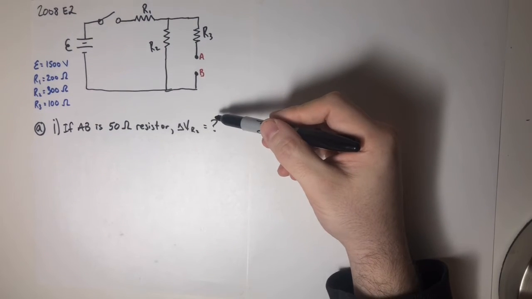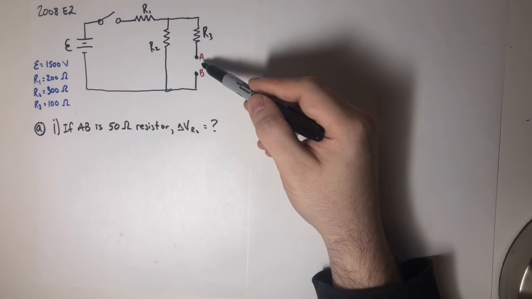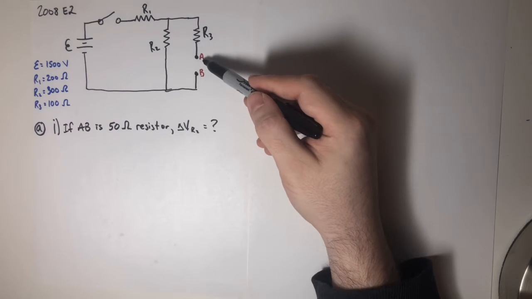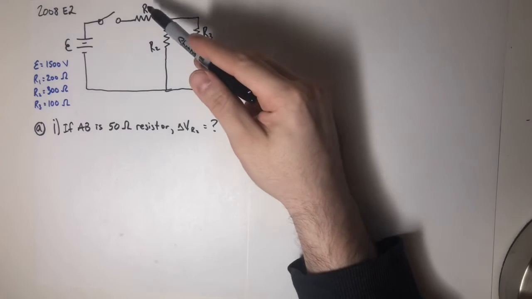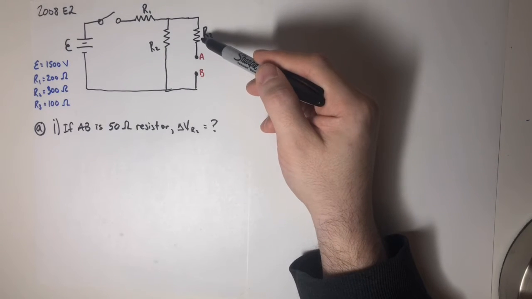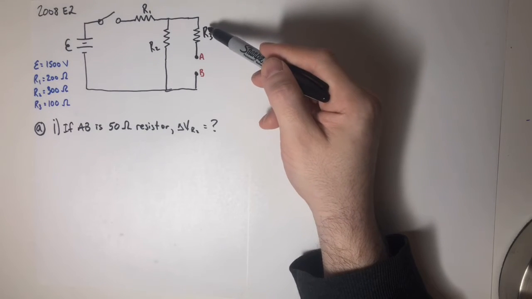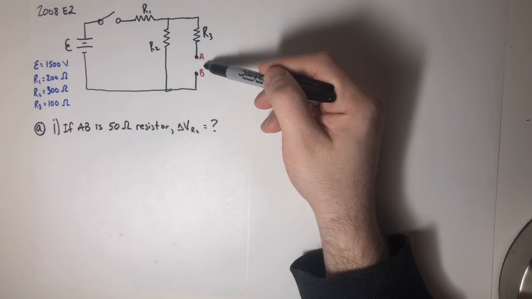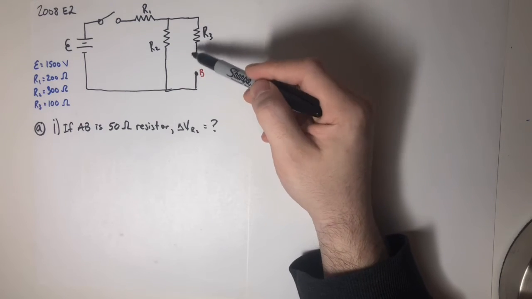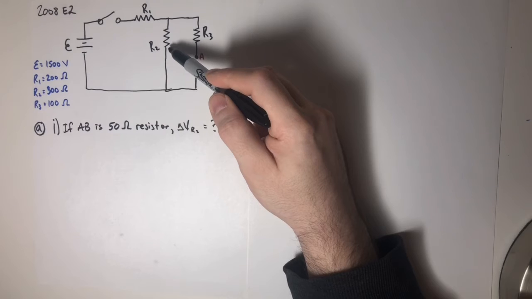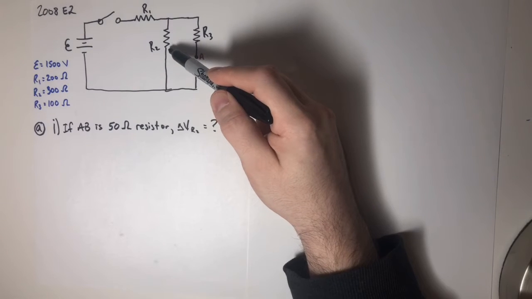So the first one's pretty straightforward. All you're being asked to do is imagine there's a 50 ohm resistor connected between A and B. So you've got one, two, three, four resistors in a combination circuit. You can think of R3 and this thing as being in series, find the equivalent resistance, make your way back into getting the potential drop across R2.